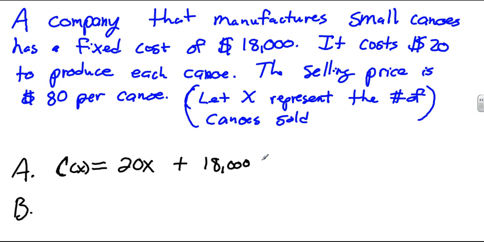All right, your revenue. We go R of x. Well, it's $80 per canoe, so 80x. For this one, they're not doing profit per canoe, this is just the revenue. How much money are we getting back? Now, we'll get to the break-even point here in a second.